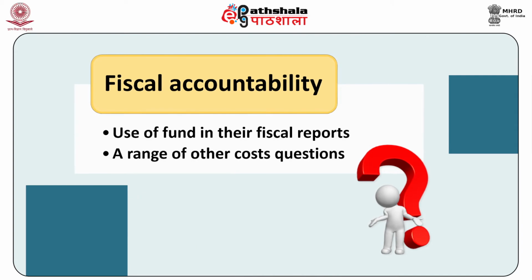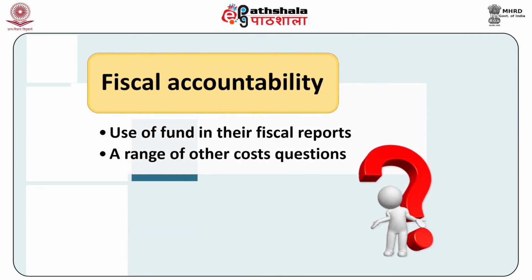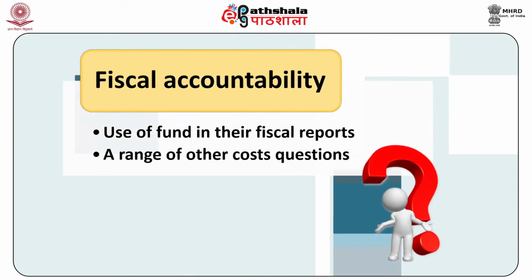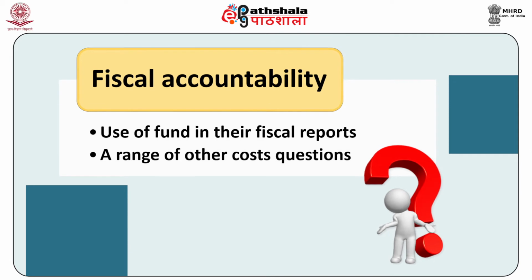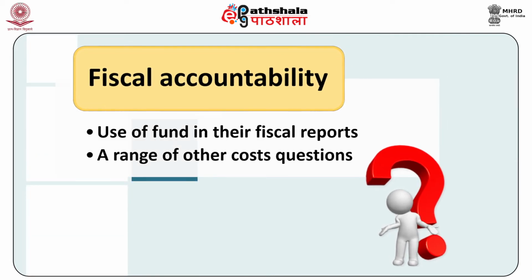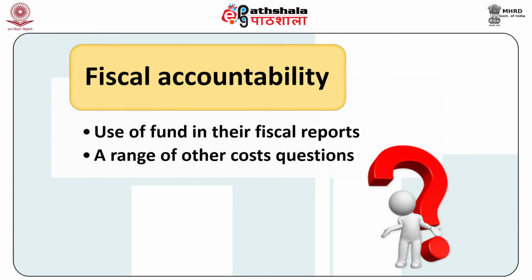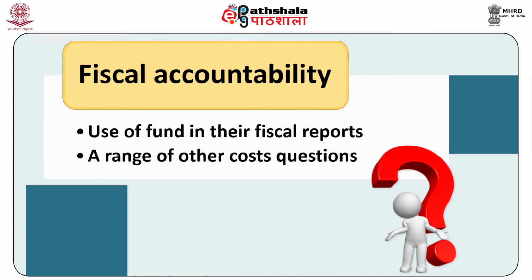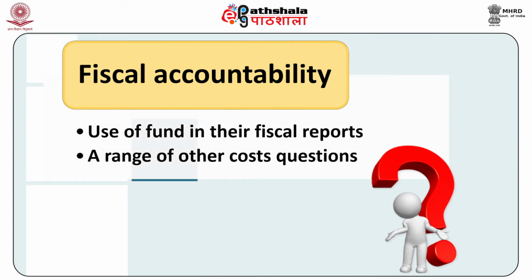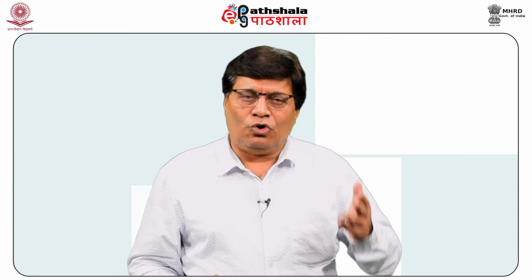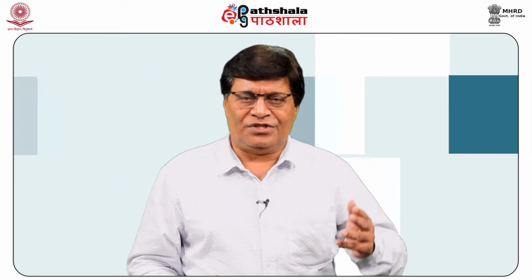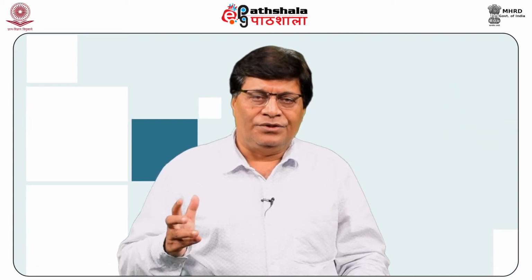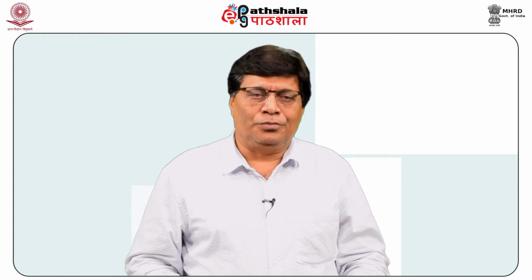Next, fiscal accountability. All programs have clear responsibility to account for use of funds in their fiscal reports, but in addition to what is strictly an accounting responsibility, a range of other cost questions may be pertinent under it. For example, cost per client and cost per service or date may not be gleaned from the fiscal report.